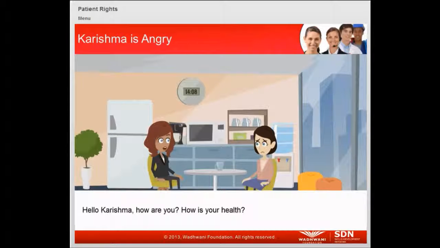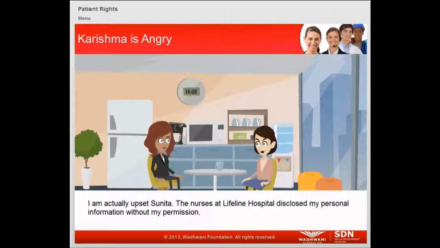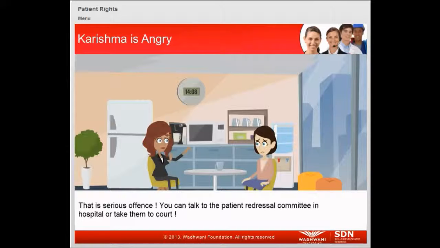Hello Karishma, how are you? How is your health? I am much better now, Sunita. Thanks. You look worried. I'm actually upset, Sunita. The nurses at Lifeline Hospital disclosed my personal information without my permission. That is a serious offense. You can talk to the Patient Redressal Committee in the hospital or take them to court.